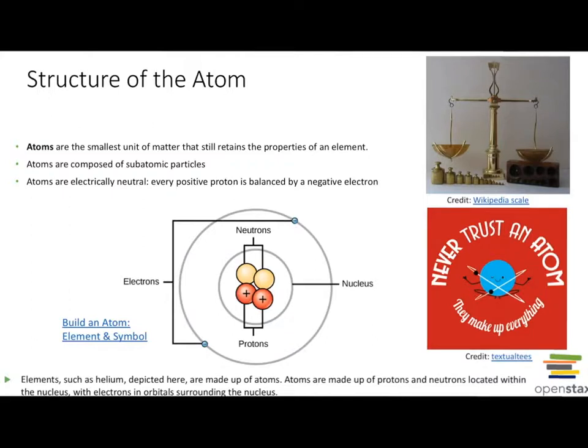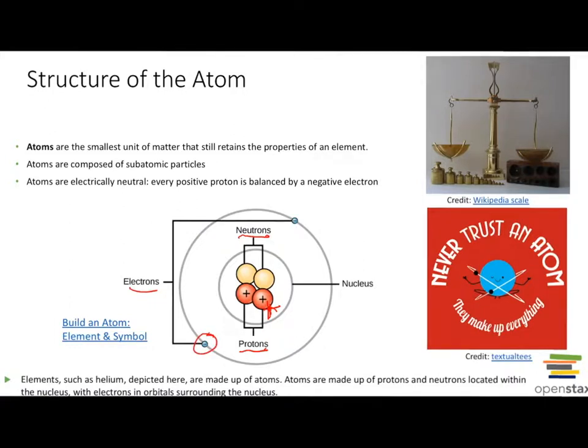And atoms are going to be composed of subatomic particles. There are lots of different types of subatomic particles, but we're going to talk about three of them specifically today. These three subatomic particles are protons, neutrons, and electrons. Protons are going to have a positive charge. We can remember that protons start with a P and they have a positive charge. Electrons are going to have a negative charge.